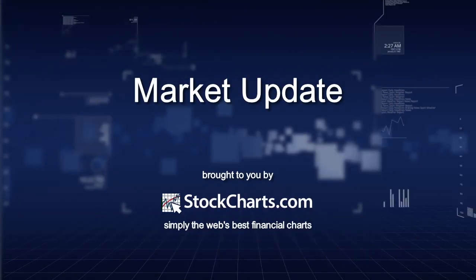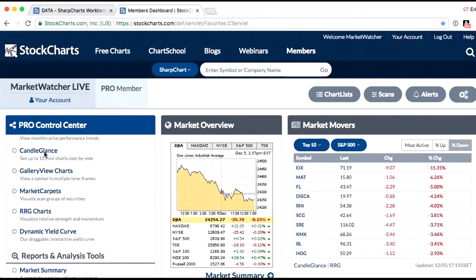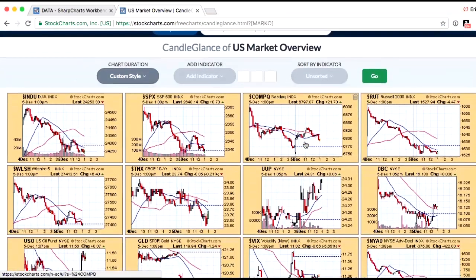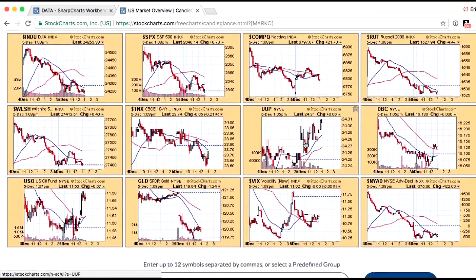See what the market is doing. All right. For our final market update. There we go. All right. I'm going to pull up the candle glance because I think that's the best way to see it. These are 2-day charts for candle glance.